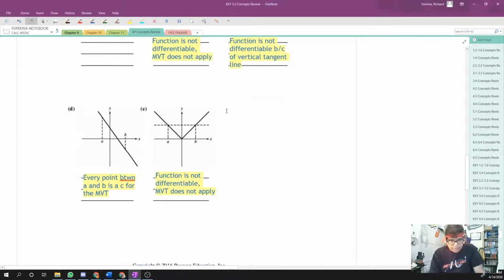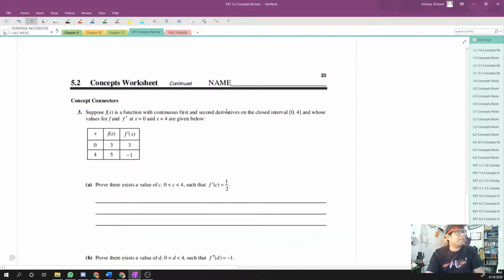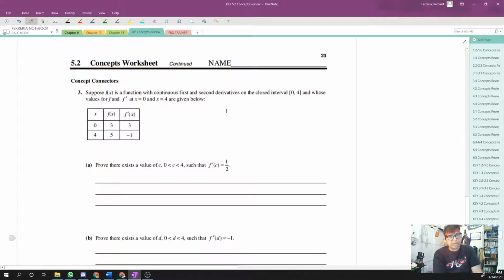And that moves us to the next section here, where we've got: suppose f is a function with a continuous first and second derivative. That means that the mean value theorem should apply. Well, no, they're not necessarily differentiable, so the mean value theorem doesn't necessarily apply. But that variation of Rolle's theorem might apply. No, it doesn't as well. Whose values for f and f prime at the points 0 and 4 are given below.